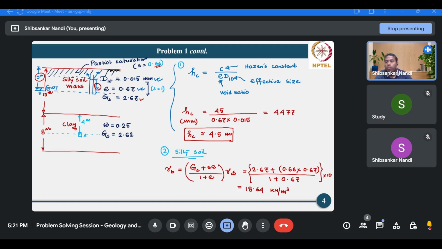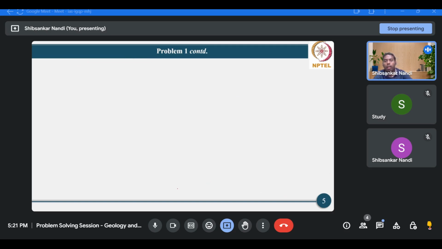So this is 5 meter. This is 4.5 meter. So the remaining portion is 0.5 meter only, because the total thickness of the silty soil mass is 10 meter.